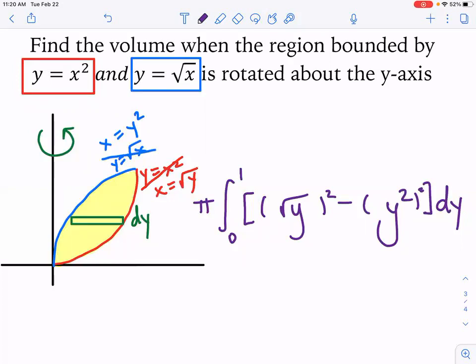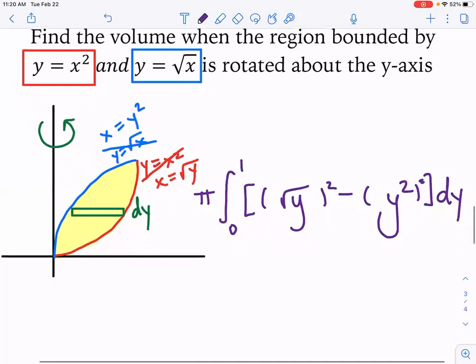Is it 2 pi? No. What is it? 3 pi over 10.